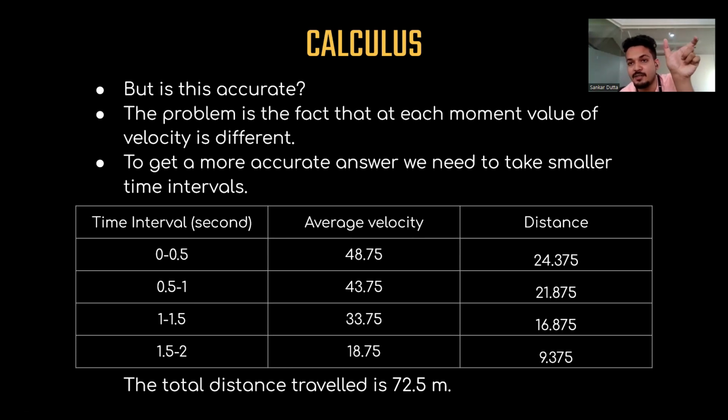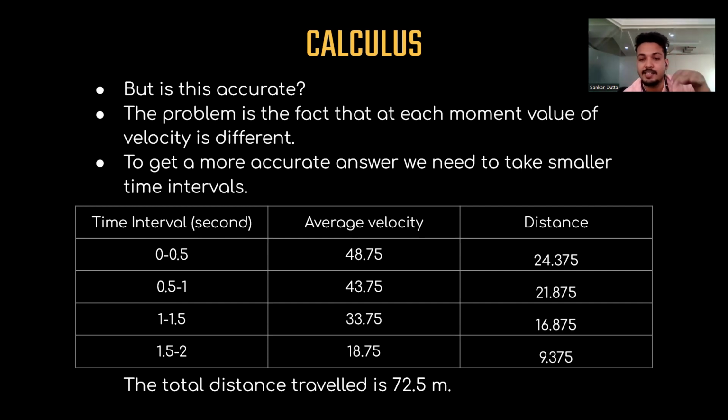Instead of 1 second interval, I took half-second interval, right? So the error will slightly decrease. I did this calculation using a calculator, obviously. So the distance was slightly better. Now the distance has come out to be 72.5 meters. At the end of 2 seconds, if I take half intervals, and in the half intervals, I take the average velocity and then multiply with half second, then I get the total distance to be 72.5 meters.